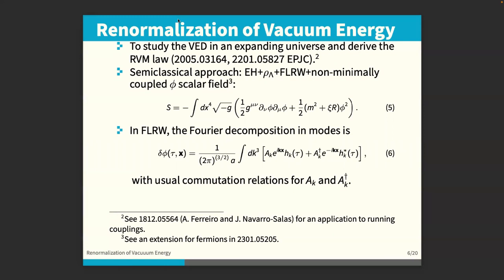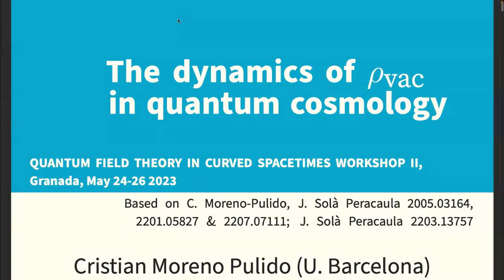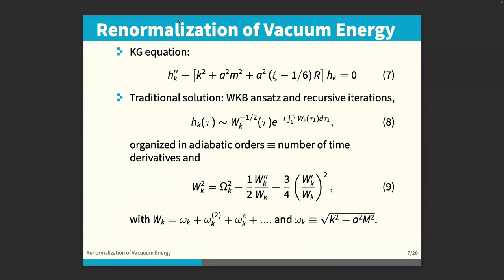We can consider the Fourier mode decomposition of the scalar field with annihilation and creation operators and the usual commutation relations. And then the Klein-Gordon equation for the modes is translated in that way. This expression is similar to the one that Francisco has shown before. And again, we propose the WKB method for solving this equation. This is an equation that we cannot solve analytically.